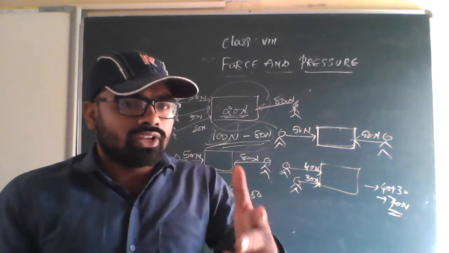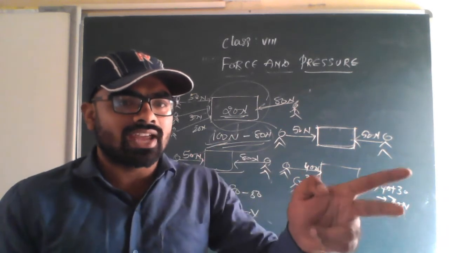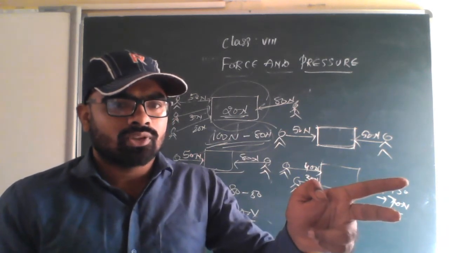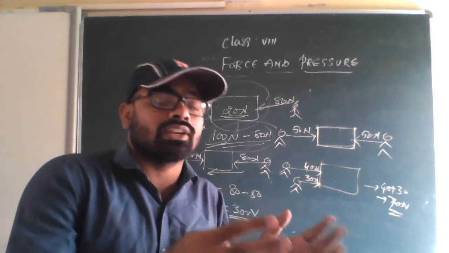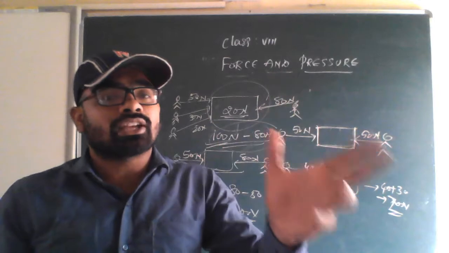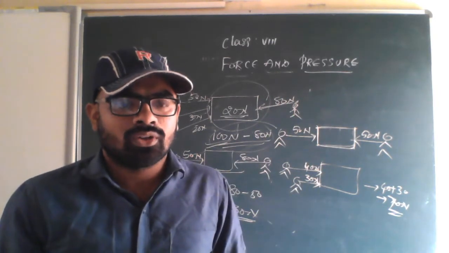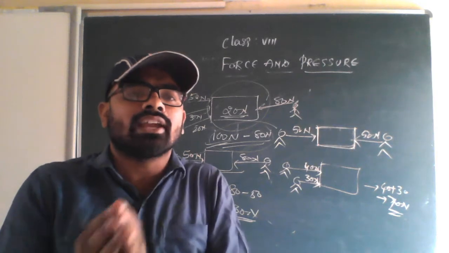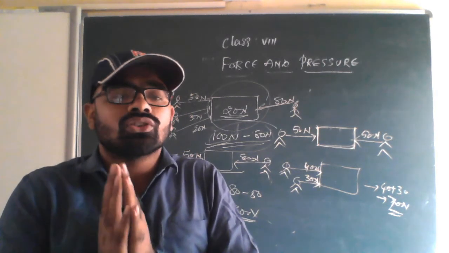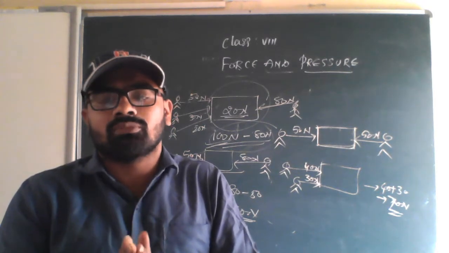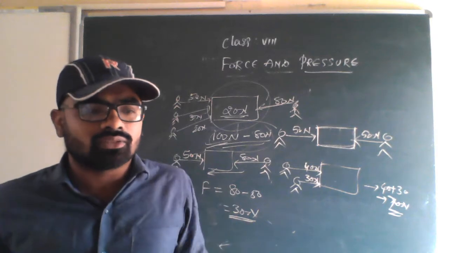If there are two forces acting in the same direction, both get added. If there are two forces acting in the opposite direction, the net force is nothing but the subtraction of the larger force minus the smaller force. Okay, and forces are due to the interaction between two objects. So this much we have learned about forces. I hope this much is clear.